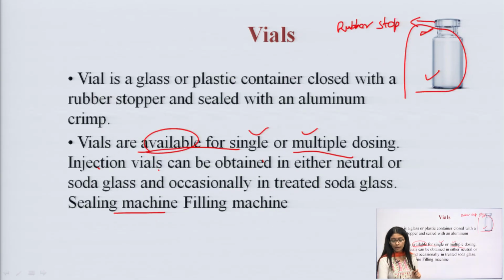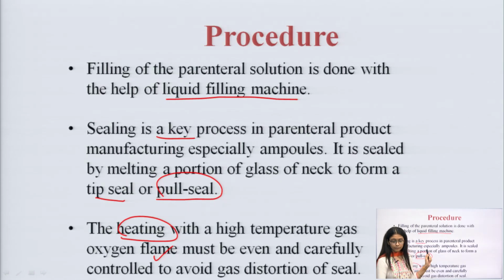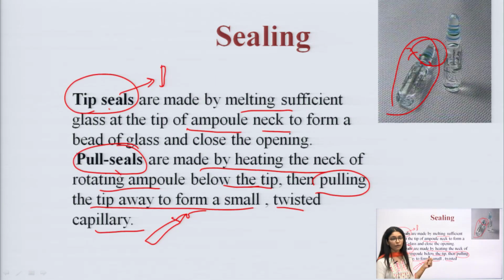Now, let us again come to sealing technique and procedures. Here I told you about the liquid filling machine. Let us revise. In this topic, what we have covered is basically sealing. It is a key process in parenteral products where we are sealing our parenteral product in a proper manner. It can be a pull seal, it can be a tip seal.